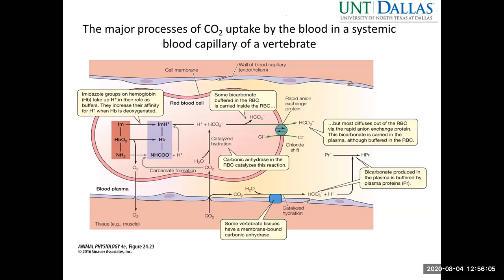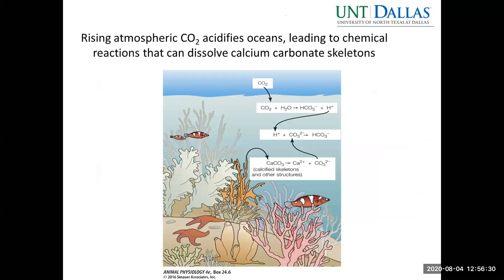The processes shown in this figure occur in reverse in the lungs or gills, whereas the labels refer to the site of buffering. They are specifying where the H+ generated during bicarbonate formation is taken up by the buffering compounds. Carbamate formation actually occurs to a significant extent in mammals, but not necessarily in other invertebrates.